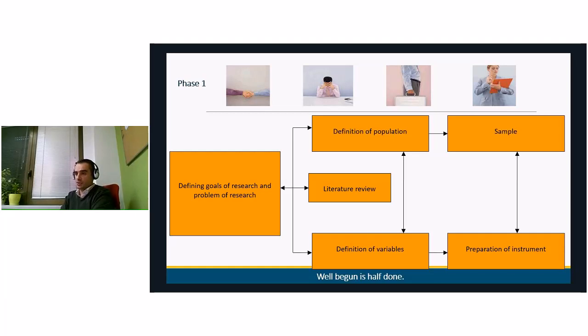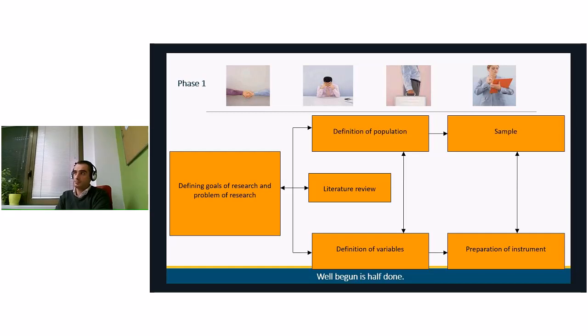So when you finish with defining goals of research and what your problem actually was, and you connect it to the literature review, to the desk research that you have conducted, there are additional four elements that you need to consider. One of them is you have to define your variables. You will ask, what is a variable? Now we will focus on quantitative research. And a variable is everything that can be measured.